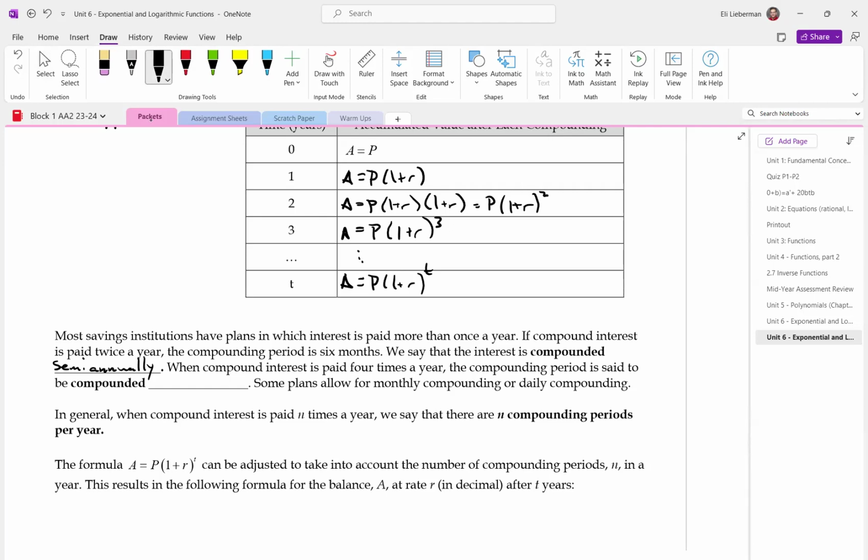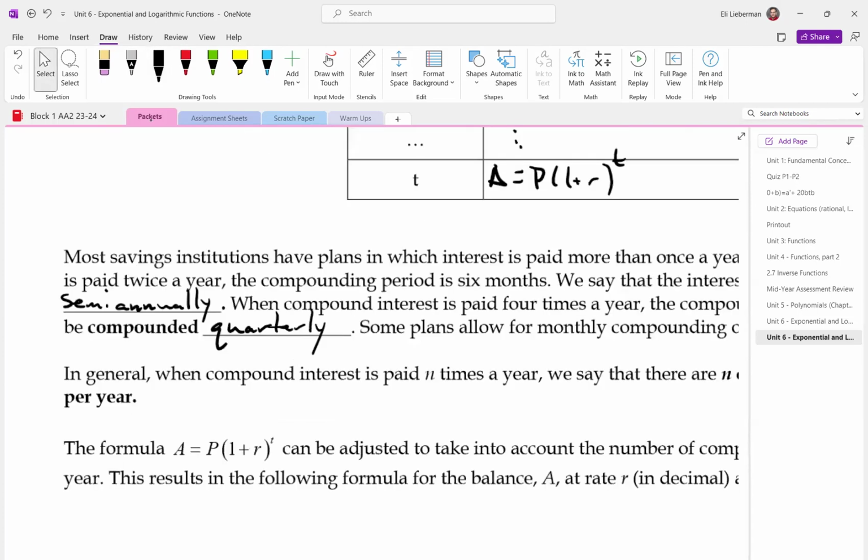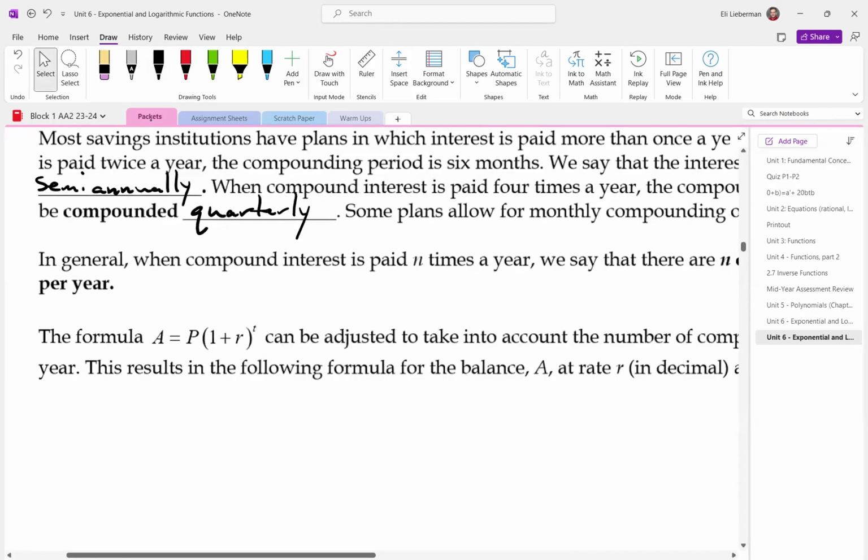When compound interest is paid 4 times a year, the compounding period is said to be quarterly. Some plans allow for monthly compounding or daily compounding. In general, when compound interest is paid n times a year, we say that there are n compounding periods per year. So we're going to have to adjust this formula, aren't we?